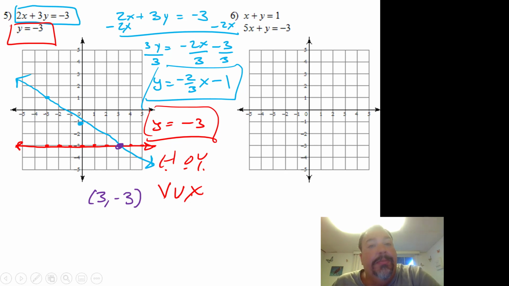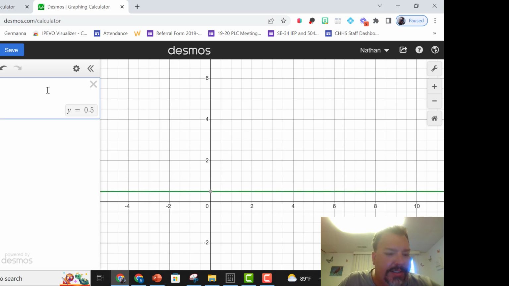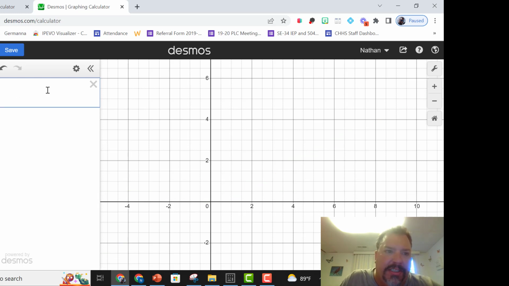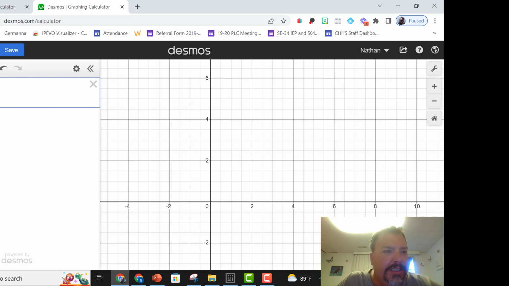So you can solve systems by graphing, and you can do that by hand, or we can do that with Desmos. So let me pull up Desmos here. All right, so here we are in Desmos, and to solve a system in Desmos, all we're going to do is type in the first equation. Let's take y equals 1/2 x plus 1. So it's coloring this already in green. If you want to, you could change the color.